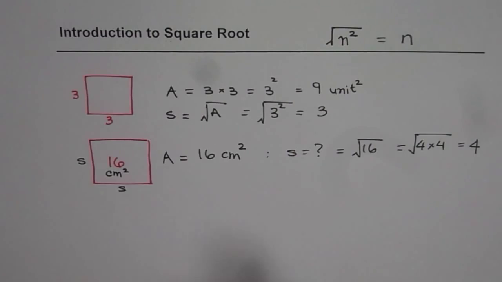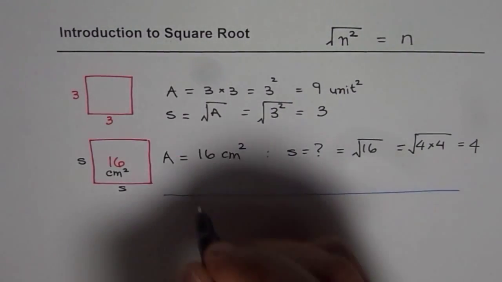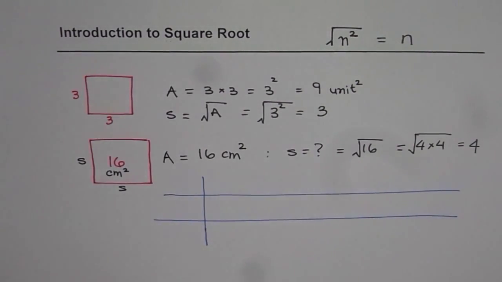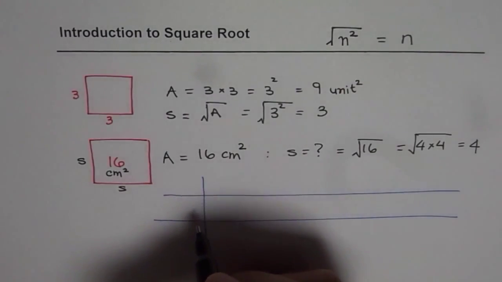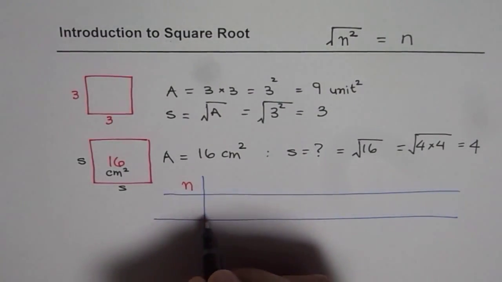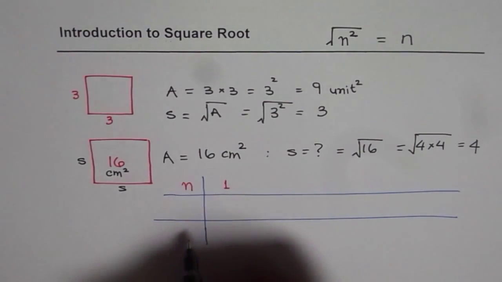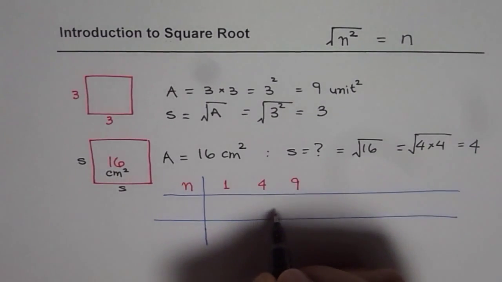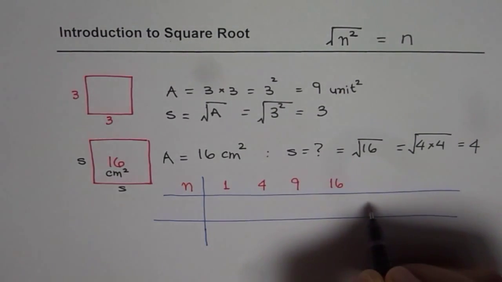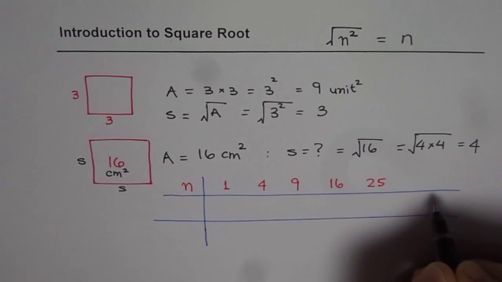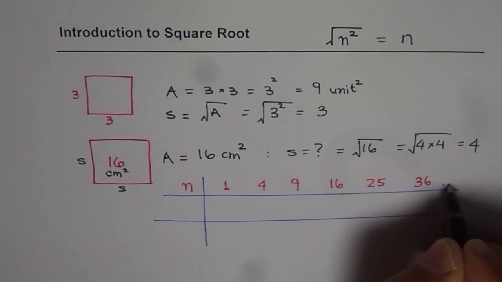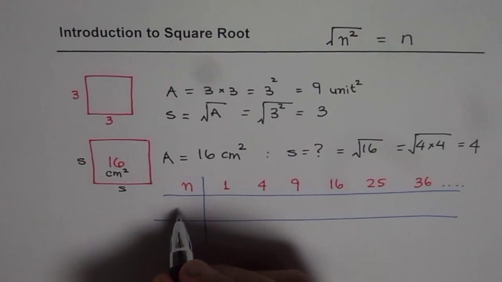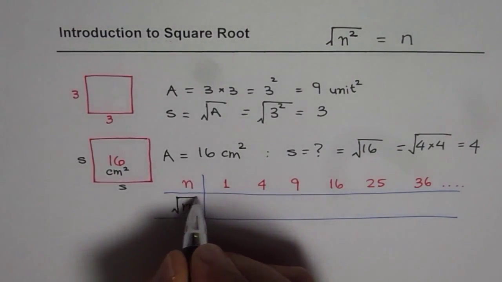Now what I will do here is make a table. In this table, let us write down a few numbers. So the numbers for us are 1, this is 1 square. 2 square is 4. What is 3 square? 3 square is 9. 4 square is 16. 5 square is 25. 6 square is 36. Like this we can continue, right? So what will square root do? If I have square root of n, what should I get?